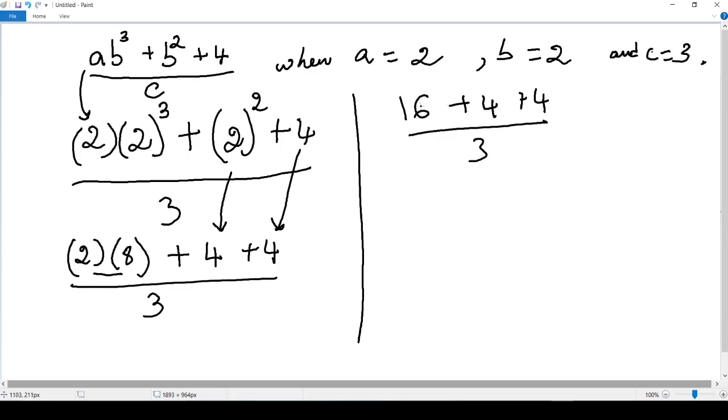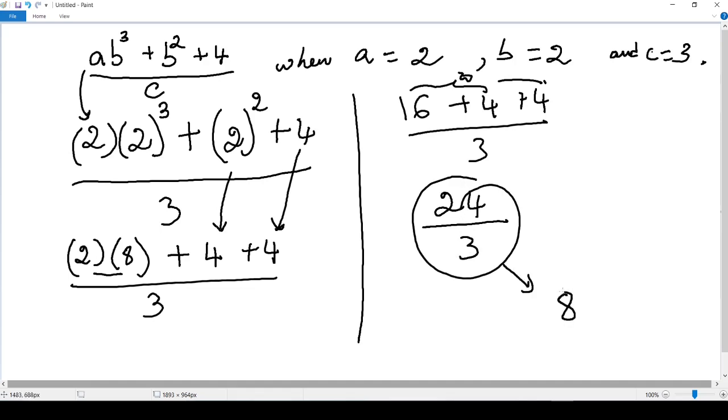16 plus 4 is 20. 20 plus 4 is 24. So on top I have 24 and down I have 3. So 24 divided by 3 is 8. So my final answer here is 8 after evaluating this expression at a is equal to 2, b is equal to 2, and c equal to 3.